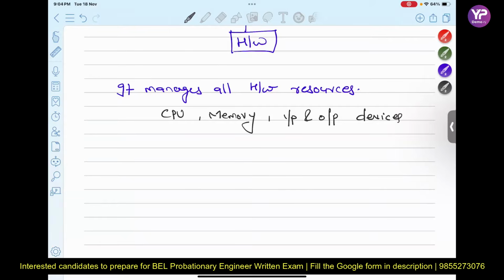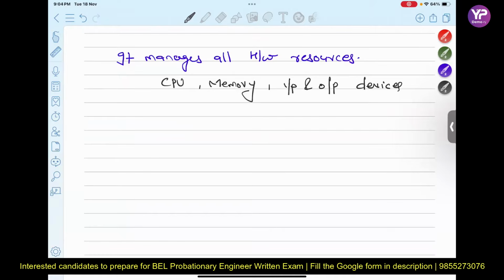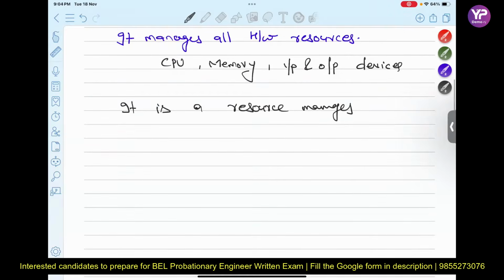Fine. So we can also call it a resource manager, who manages the resources. Resources may be CPU, resources may be memory, resources may be IO devices, input devices, all this stuff. Fine. That is the main task of operating system.